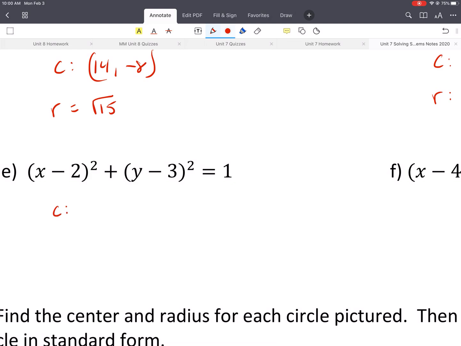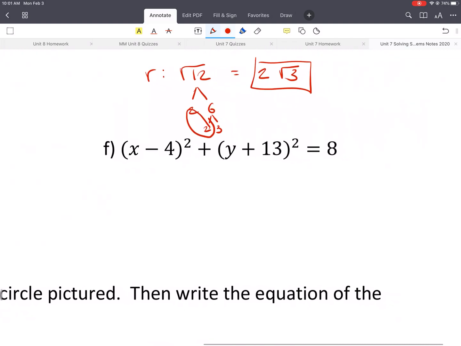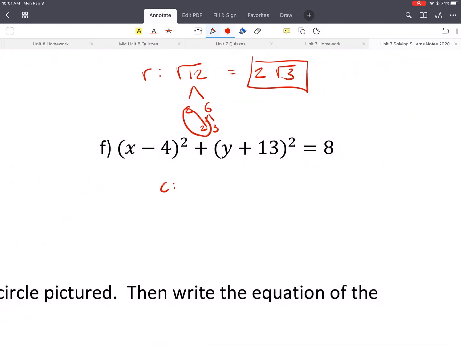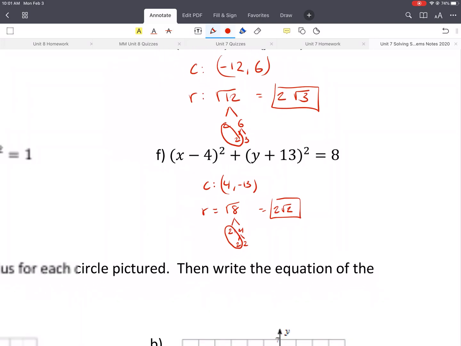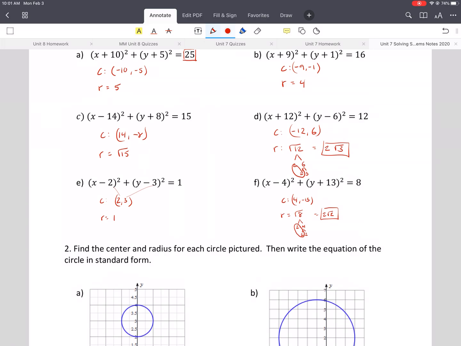So here we got a center would be 2 comma 3. Again, it just changes its sign when you take them out. And then the radius is the square root of 1, which is just 1. And here we got a center of 4 comma -13 and a radius of the square root of 8. And if you did the factor tree for there, you get 2 and 4, 2 and 2, so we'd take out a group of 2's, 2 square roots of 2.